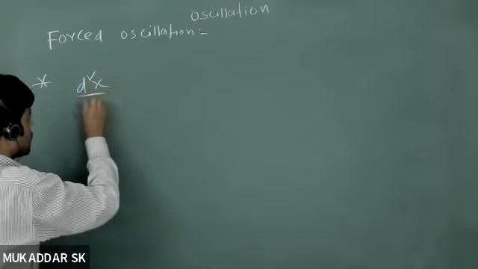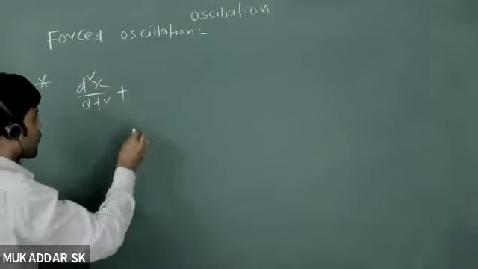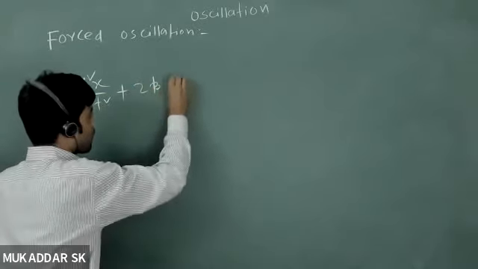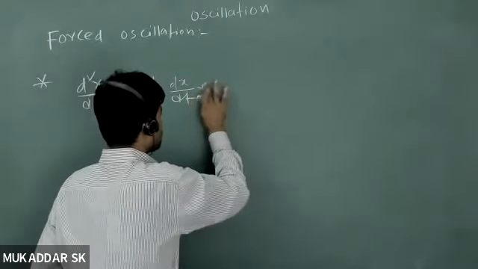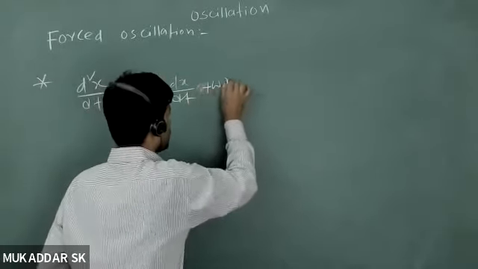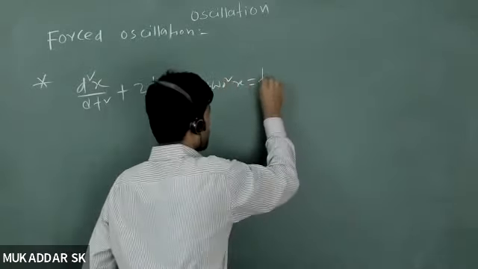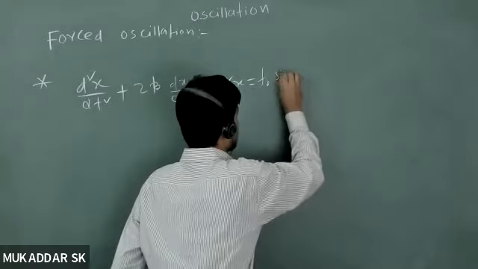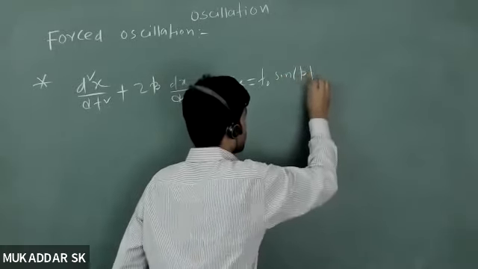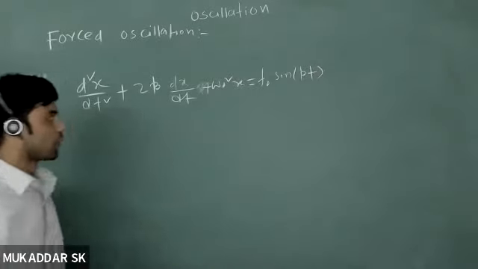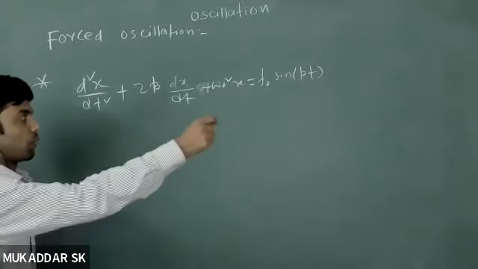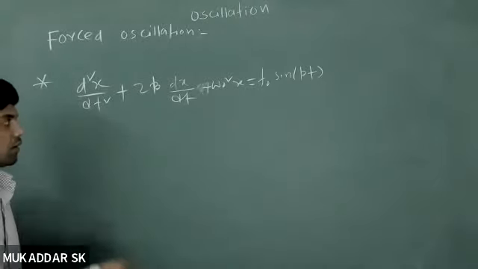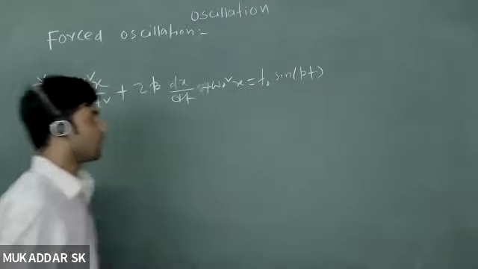the last equation we discussed was del square x by del t square plus twice beta del x by del t plus omega naught square x equals F naught sine pt, where p is the driving frequency. Driving frequency means that the external force you are applying is itself oscillating in nature, and the frequency of this force is small p.